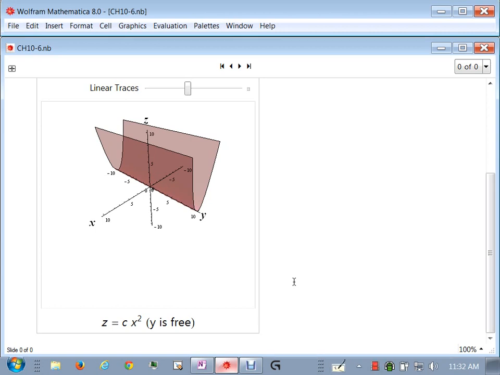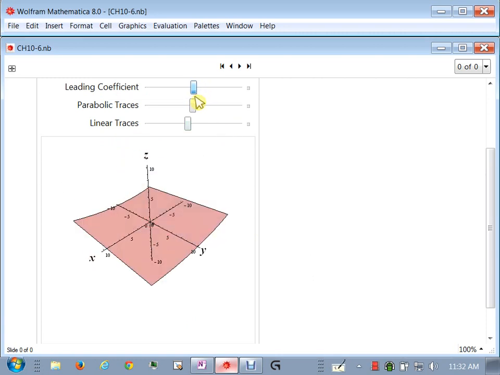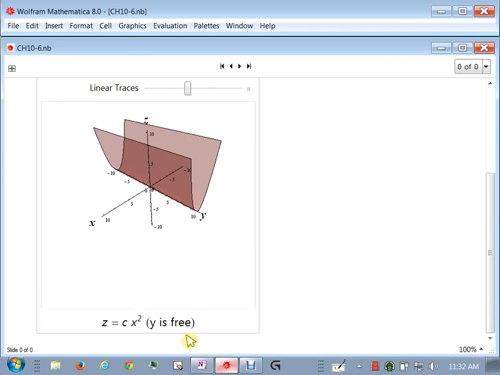That's the same sort of effect I have here. If I change my leading coefficient, I can flatten it out. If the leading coefficient is negative, it's going to go down, right? Back up, real narrow. You get the idea, right? So changing that C just changes up, down, or how flat.